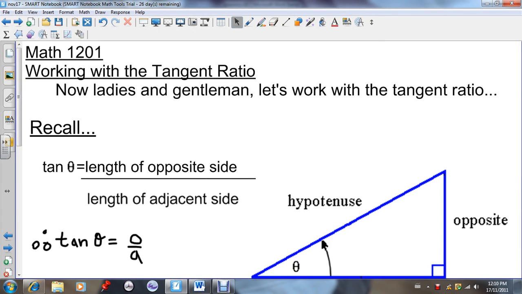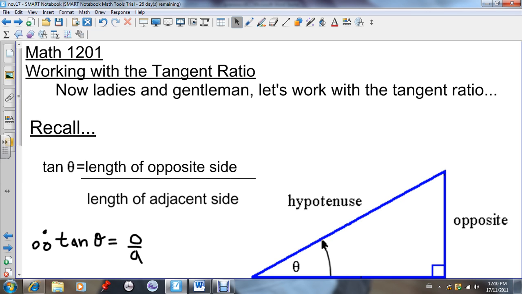Good morning, Math 1201. Welcome to the wonderful world of trigonometry. Now, ladies and gentlemen, in your last video lesson, we talked about the tangent ratio and labeling triangles. And now we're going to take this a step further, okay?